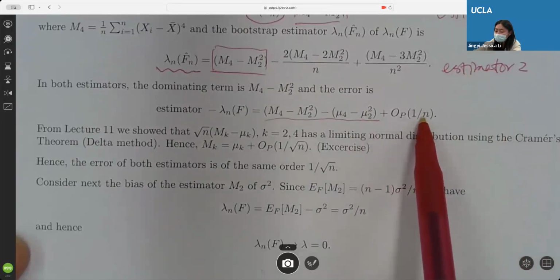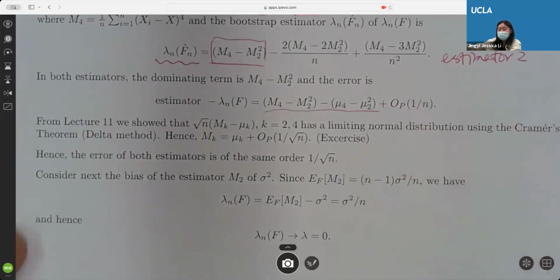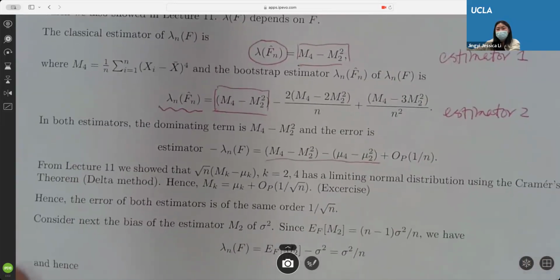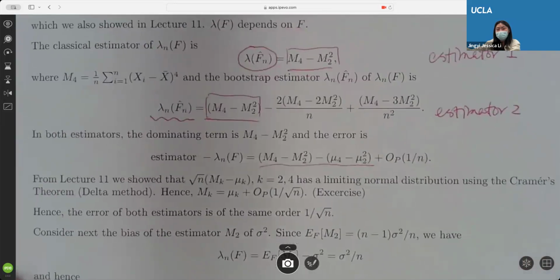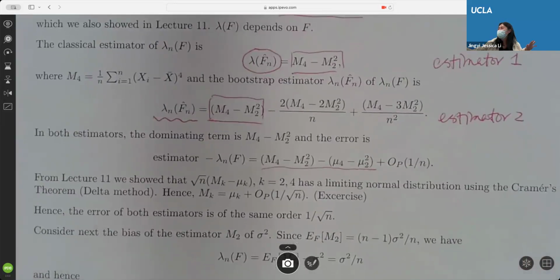So, yeah. I'm just showing that this explains that the Bootstrap estimator actually tries to plug in the smaller terms as well, while the classical estimator would directly plug in into the limit of the performance measure.